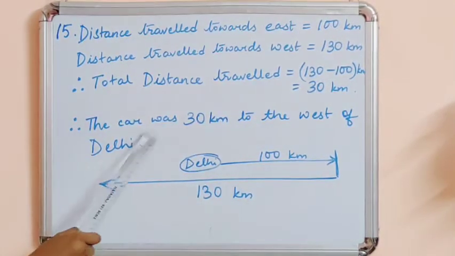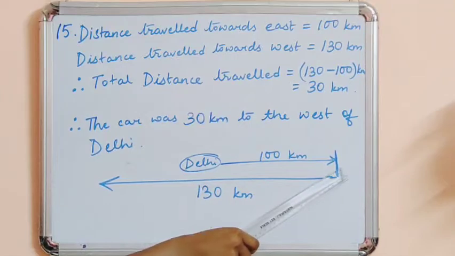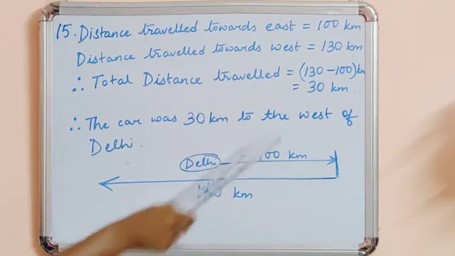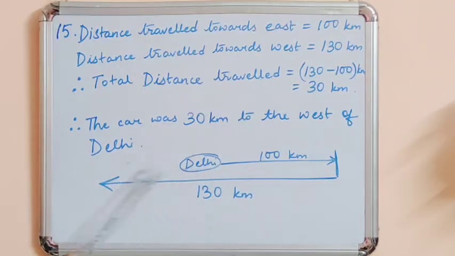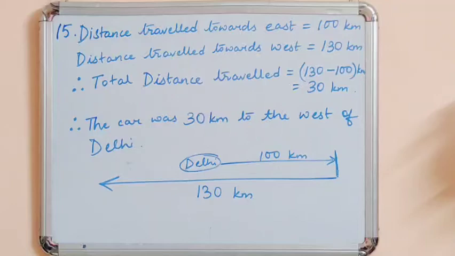So therefore the car was 30 km to the west of Delhi. Because from Delhi the car is travelling towards east once and then after that it is travelling towards west. So the net difference is 30 and the car is actually on the west side of Delhi because the west side has more distance. So the car was 30 km to the west of Delhi.